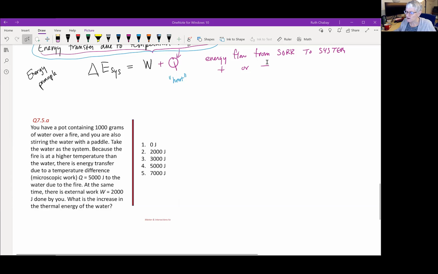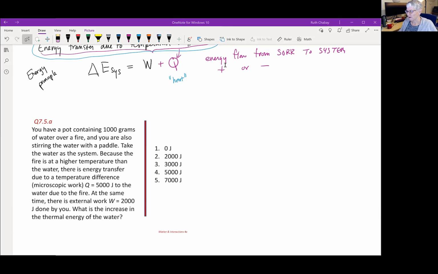So there's external work done on the system. And so the question is, what's the increase in the thermal energy of the water? So most of you, by far the majority, said 5, and that is correct. And all we're doing is just applying our equation for the energy principle here, right?